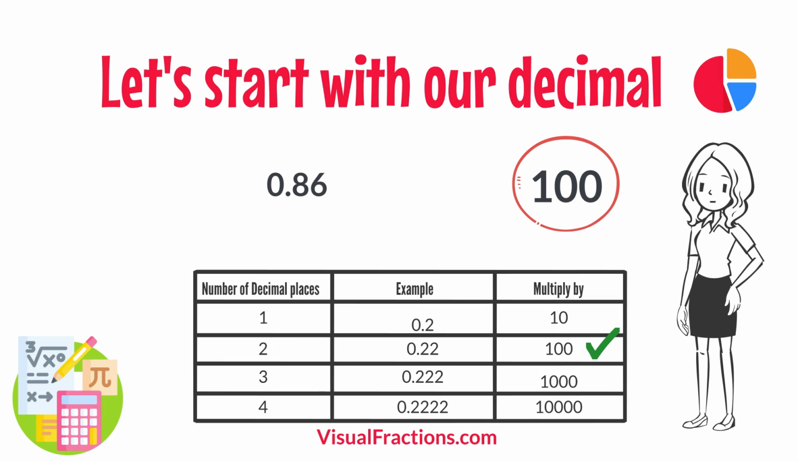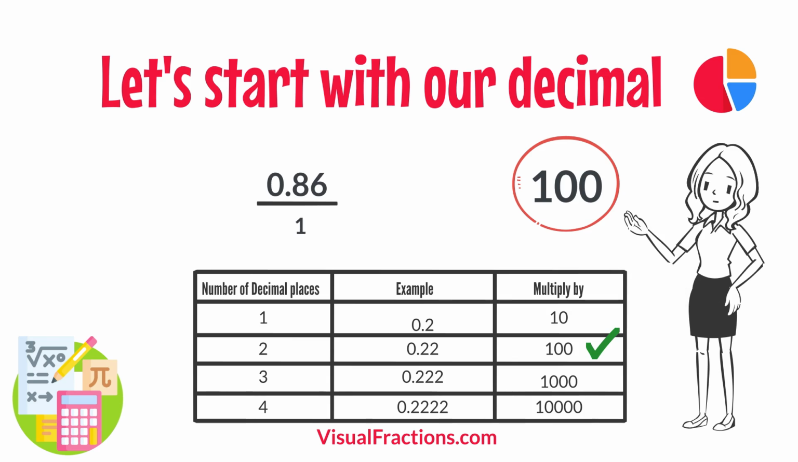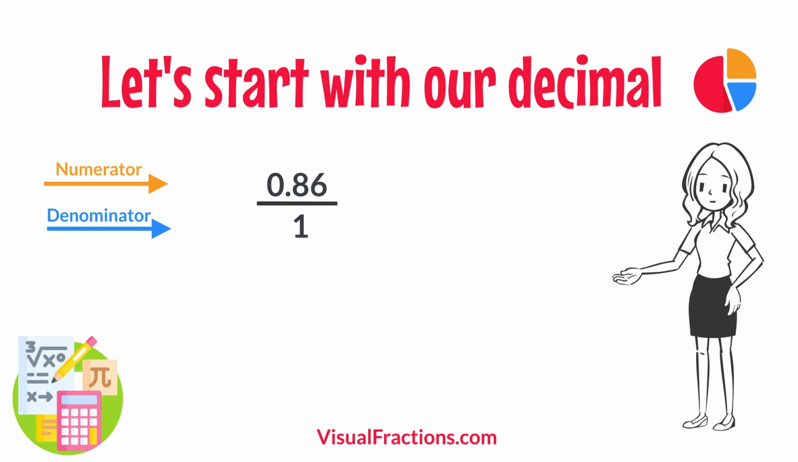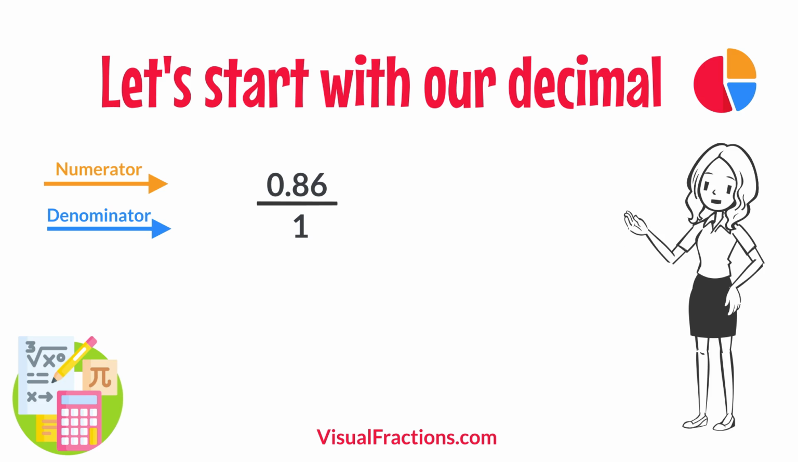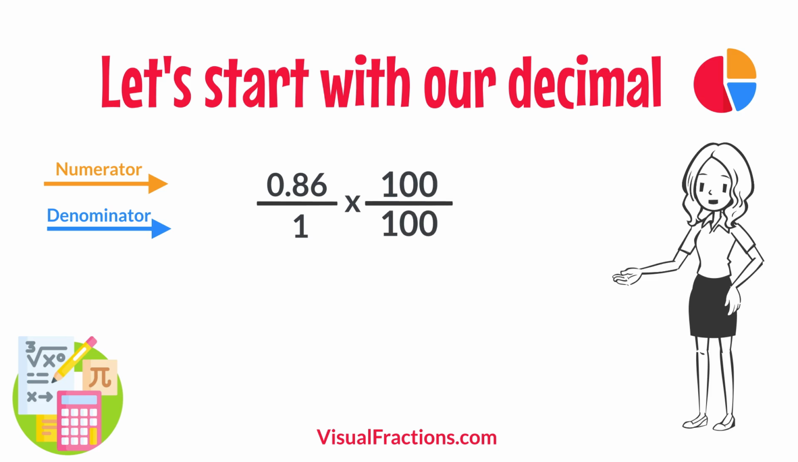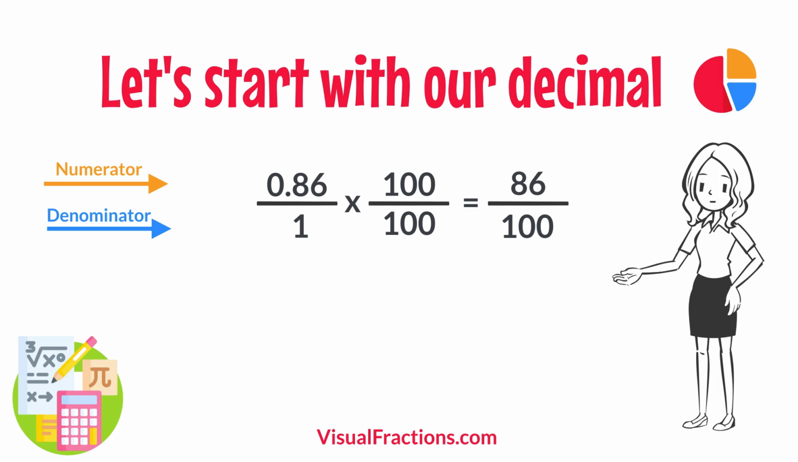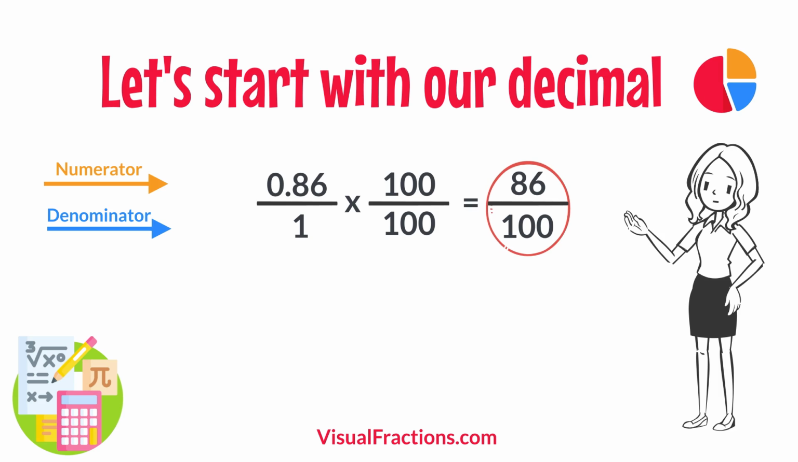To convert this decimal into a fraction, you initially put it over 1, essentially treating the decimal as the numerator in a fraction where the denominator is 1. This sets up the conversion process where we multiply both the numerator, the decimal, and the denominator, 1, by 100 because there are two decimal places. So, 0.86 times 100 gives us 86, and 1 times 100 gives us 100. This translates 0.86 to the fraction 86 over 100.